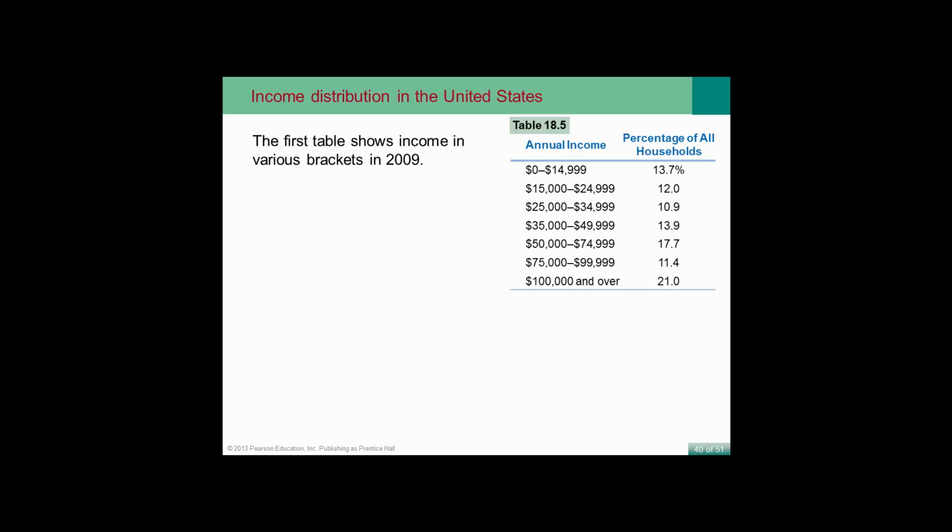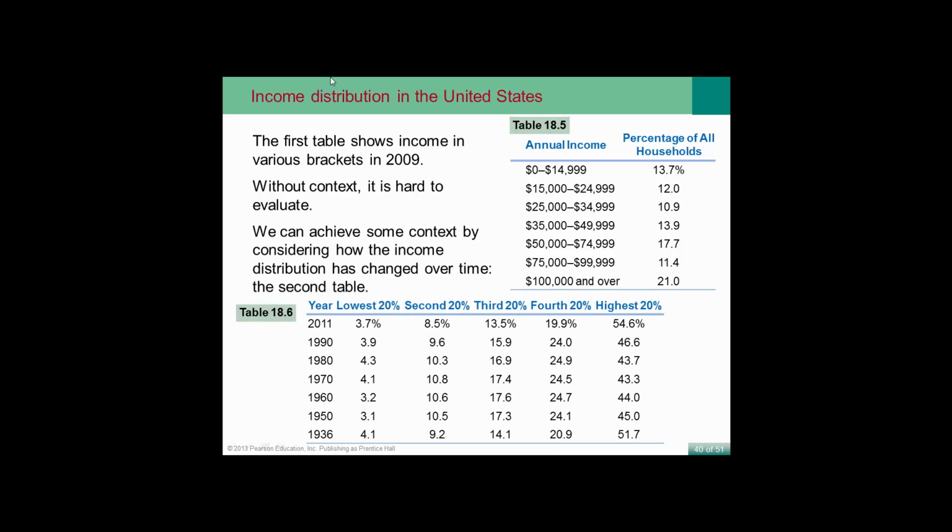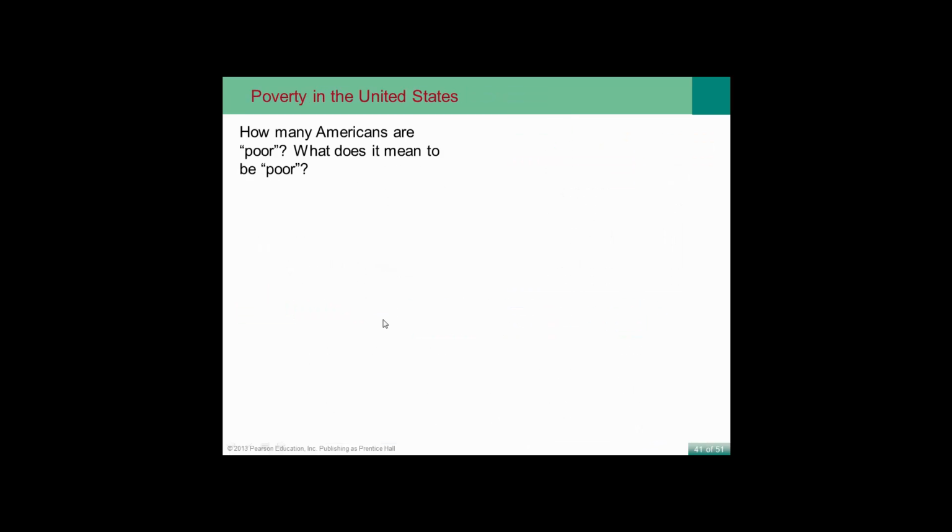First, we will show a table of various brackets in 2009. Without context, it's hard to evaluate. We can achieve some context by considering how they've changed over time. So, the lowest 20% represents 3.7% in 2011, and in 1936 it represented 4.1%. The highest 20% represents 54.6%, and in 1936 it represented 51.7%.